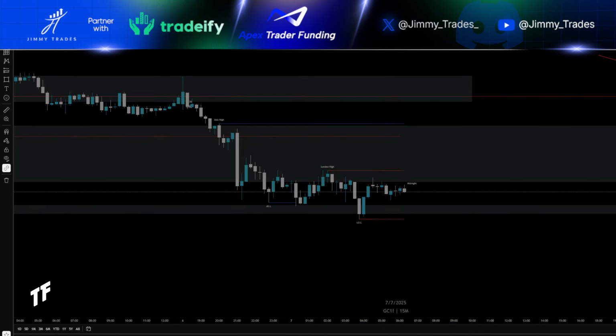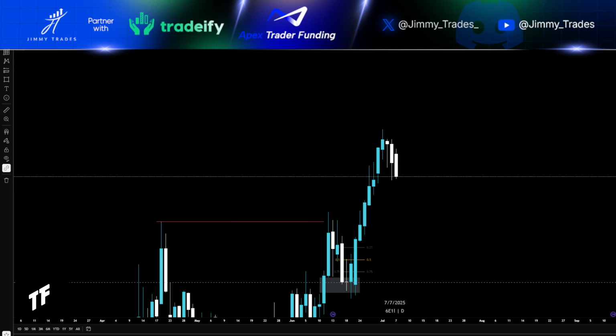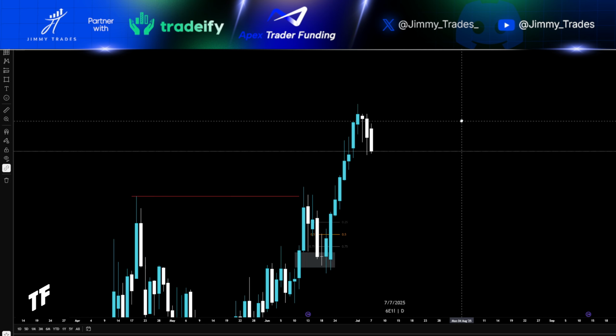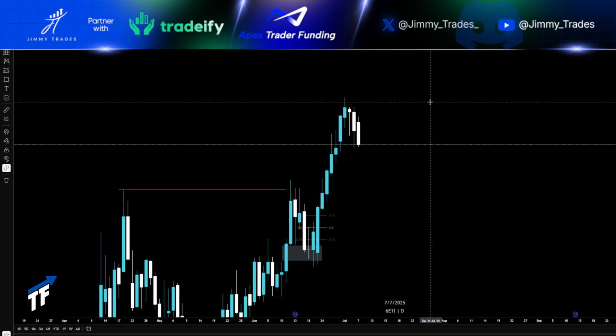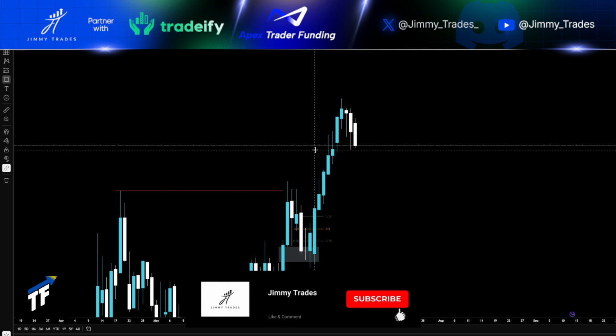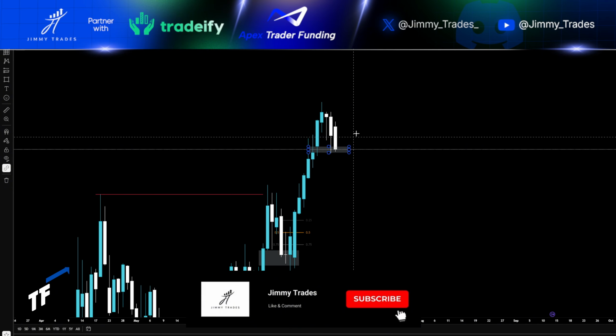Jumping over to euro now. Let's get out to the daily. In this gap here at the moment, this imbalance. So price has come down into this imbalance.